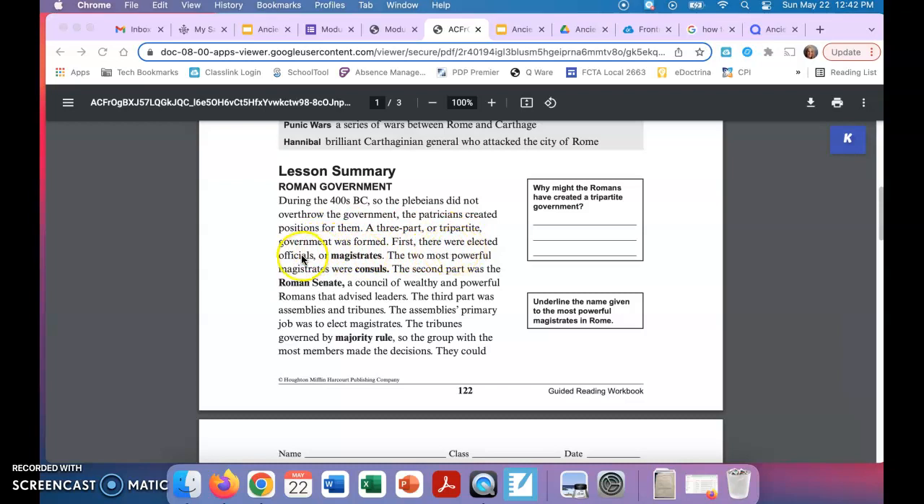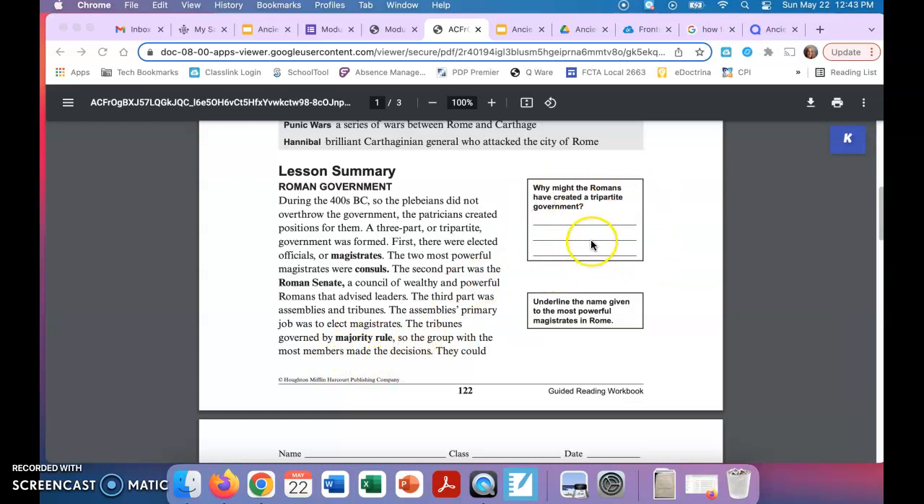First, there were elected officials or magistrates. The two most powerful magistrates were consuls. The second part was the Roman Senate, a council of wealthy and powerful Romans that advised leaders. The third part was assemblies and tribunes. The assemblies' primary job was to elect magistrates. The tribunes governed by majority rule, so the group with the most members made the decisions.